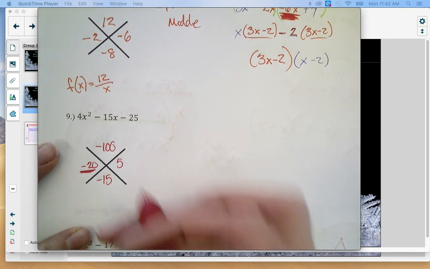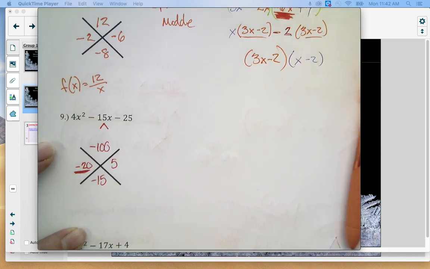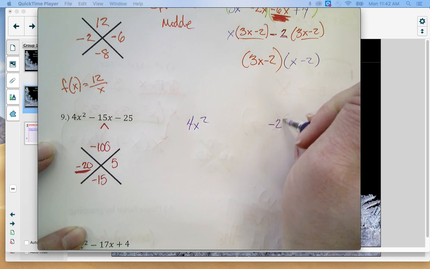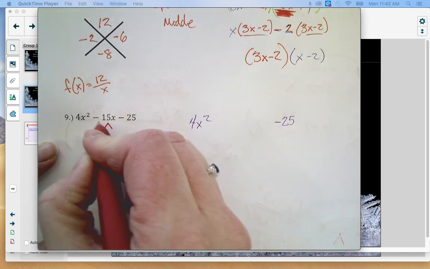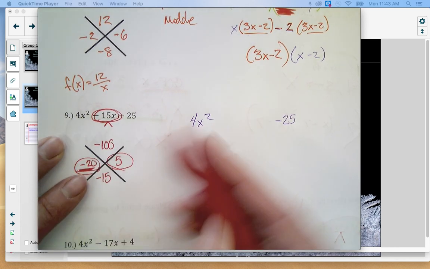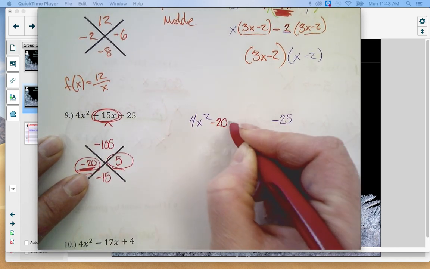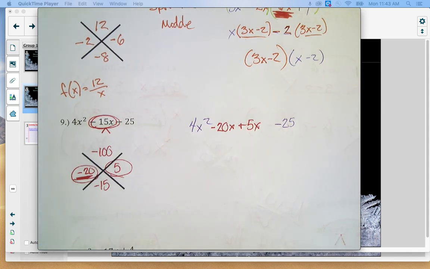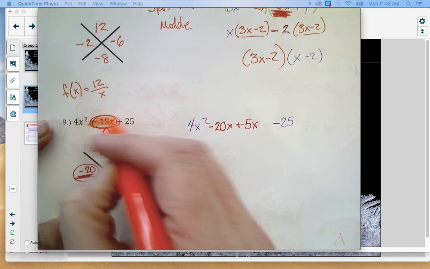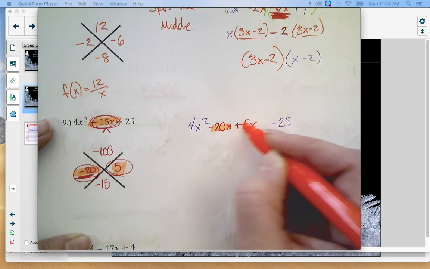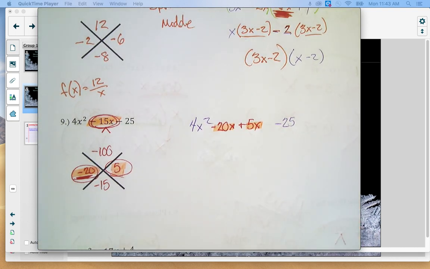Now watch with me. Split your middle so I know 4x squared stays there. If you're getting stuck at this part, make sure you're watching. Now I'm literally taking this middle term and replacing it with those two numbers. But if it's an x, it gets replaced with negative 20x, positive 5x. So again, I'm taking this middle number and it gets replaced with those two numbers, but make sure it's the variable, negative 20x and 5x. Then we do grouping.